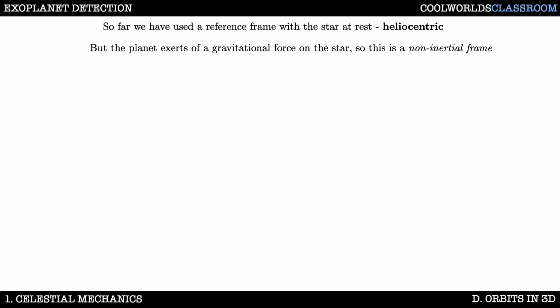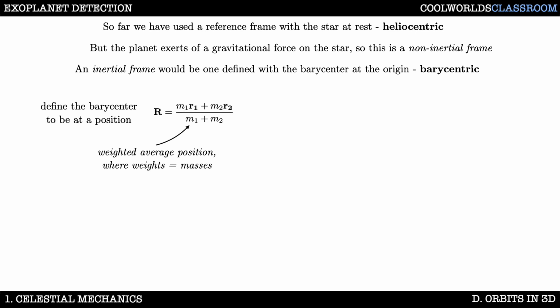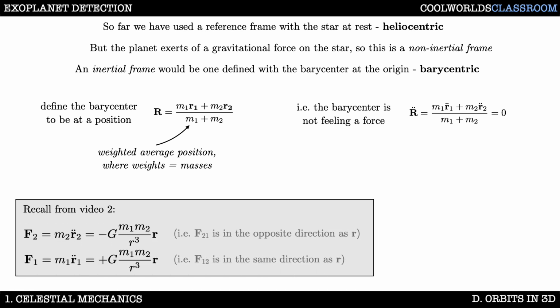But we can choose a frame that's non-accelerating by just thinking about the center of mass of the system, a barycentric frame. The center of mass, or barycenter, can be found by just calculating a weighted average of the position vectors, weighted by their masses. What this really means is that this new vector, big R, is not accelerating, and we can see that just by considering the result found from earlier in video 2.